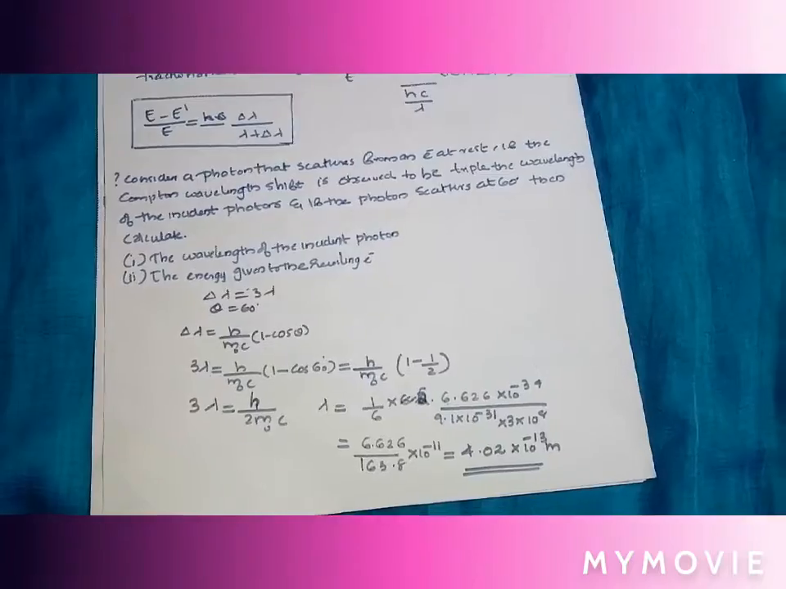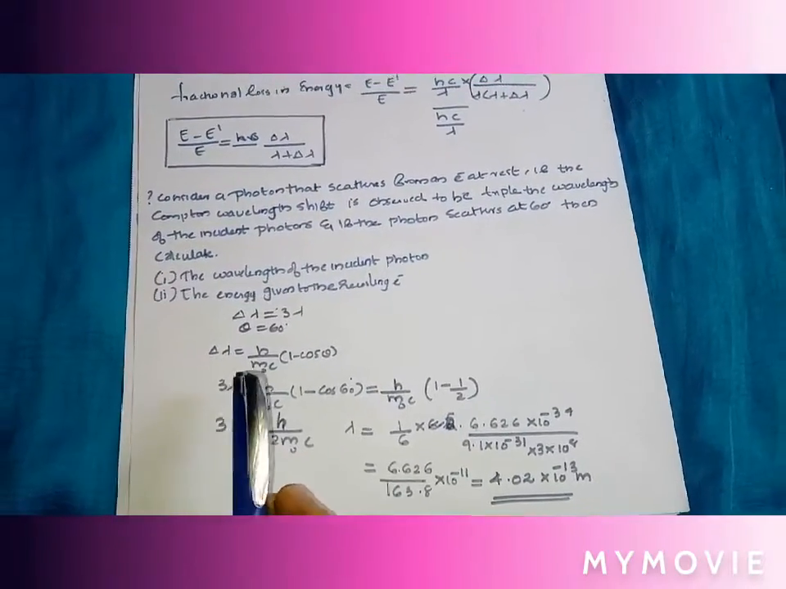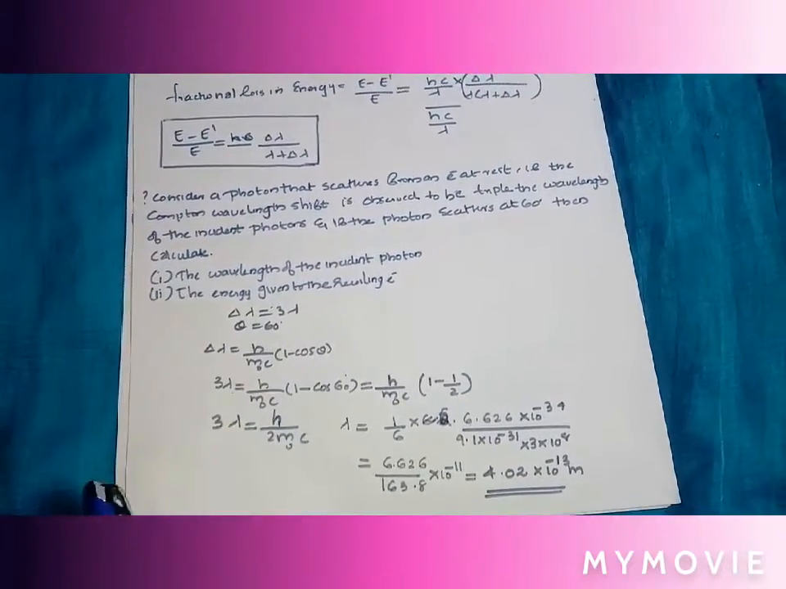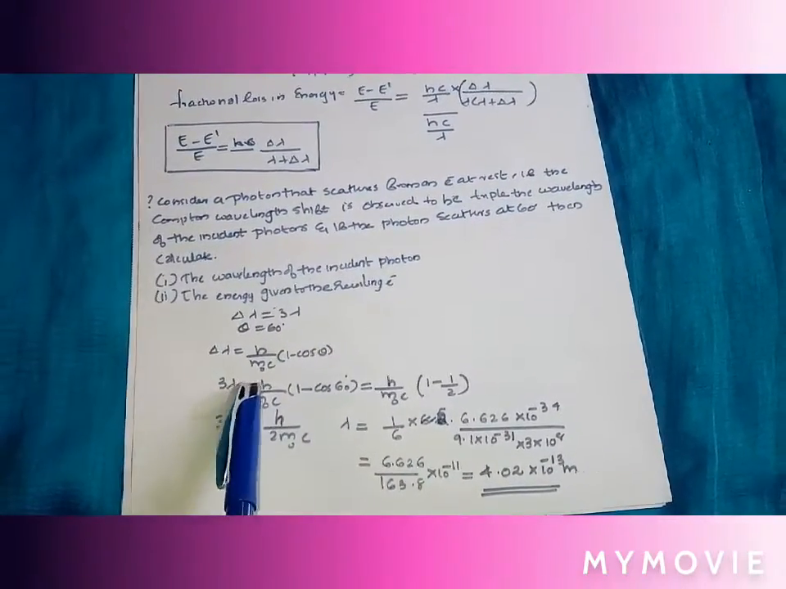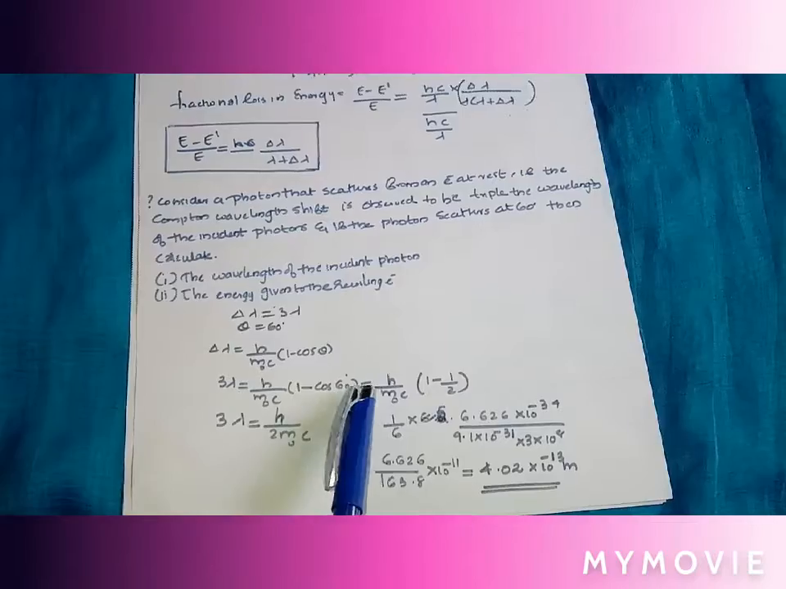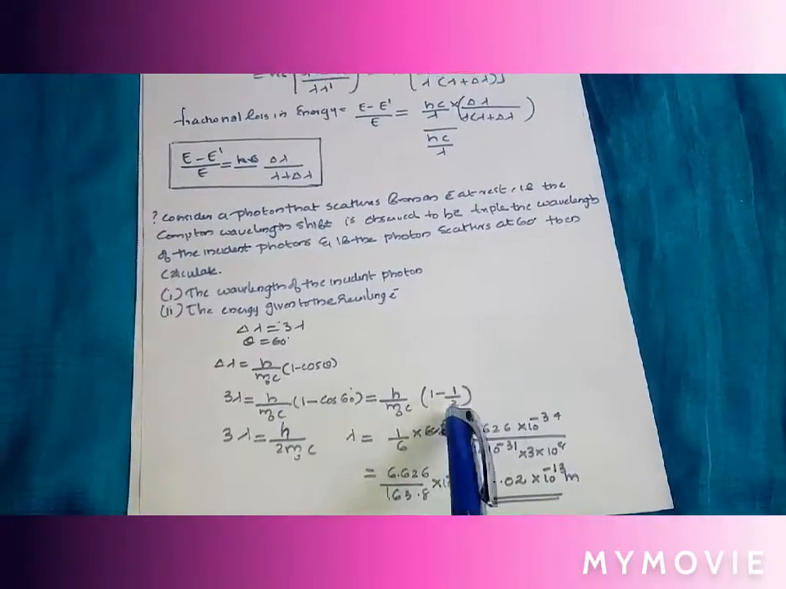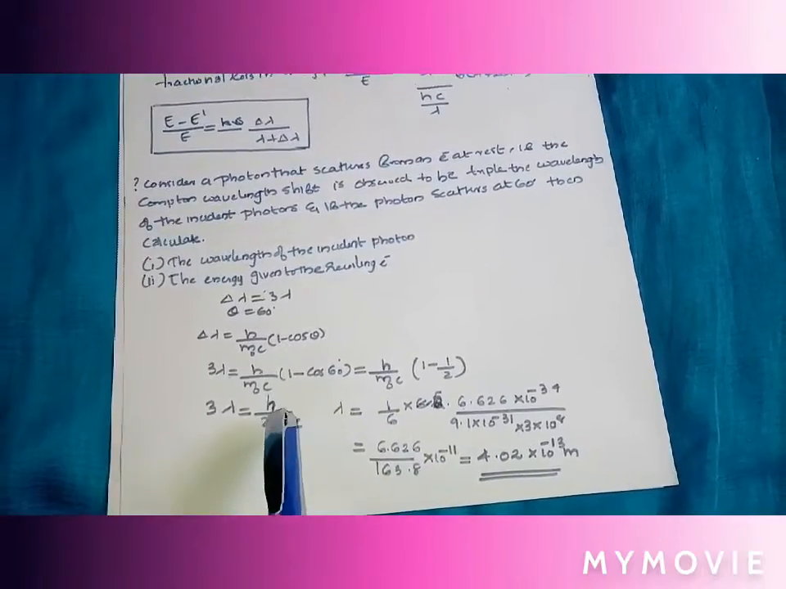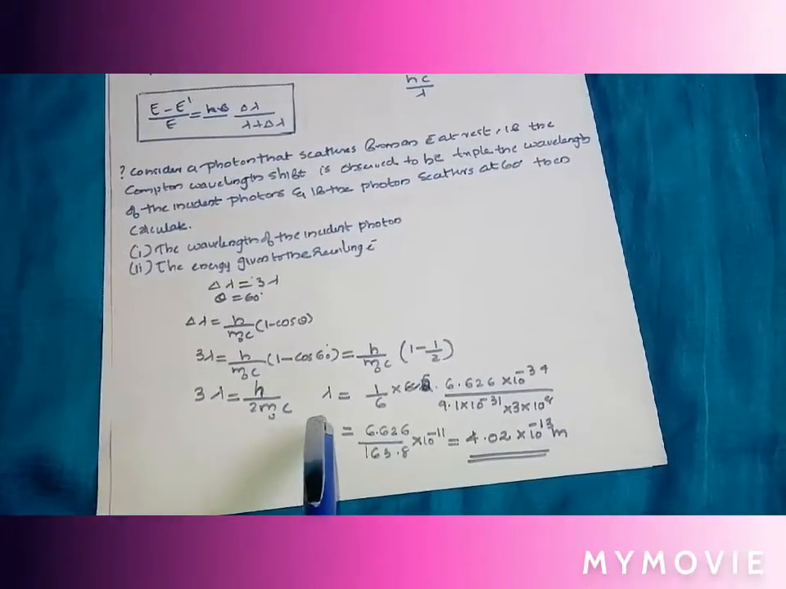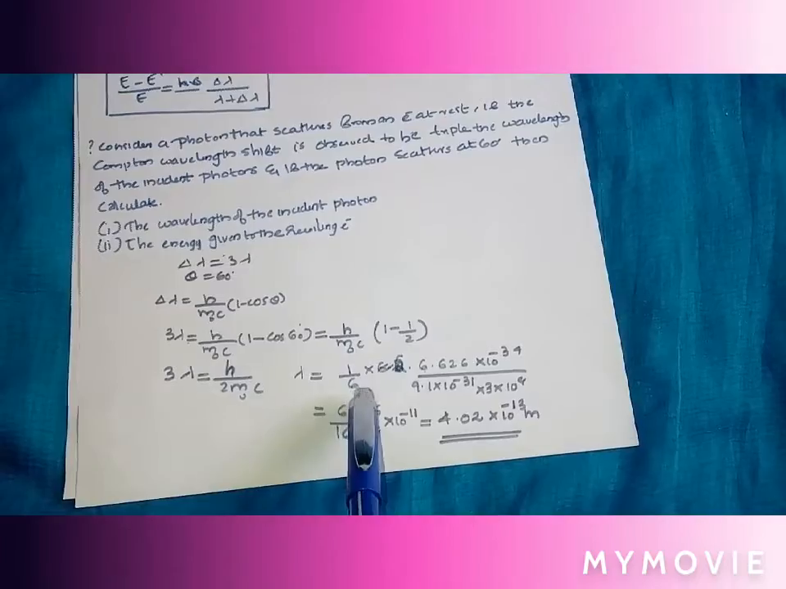The scattering angle theta is equal to 60 degrees. We know the equation delta lambda is equal to h by m0c into 1 minus cos theta. We have to find the wavelength of the incident photon, so 3 lambda is equal to h by m0c into 1 minus cos 60. Cos 60 is 1 by 2, so h by m0c into 1 minus 1 by 2. We get 3 lambda is equal to h by 2 m0c, so lambda is equal to h by 6 m0c.